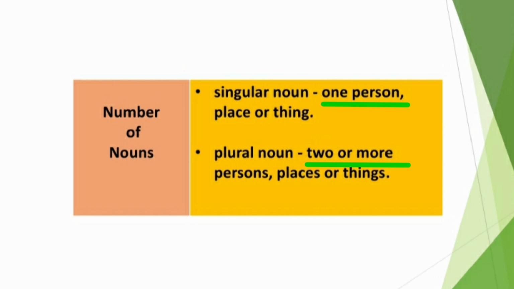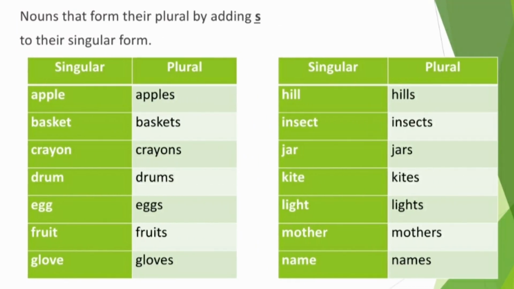There are rules in forming singular to plural nouns. Let's study these rules. First, we have nouns that form their plural by adding s to their singular form. Example, apple, apples. Basket, baskets. Crayon, crayons. Drum, drums. Egg, eggs. Fruit, fruits. Gloves, gloves. Heel, heels. Insect, insects. Jar, jars.